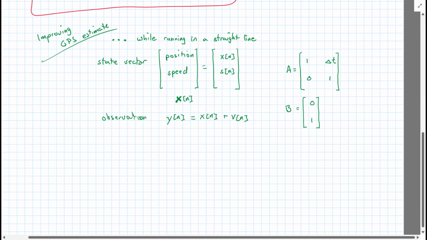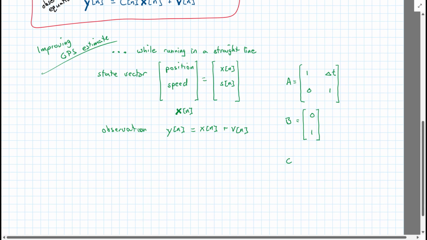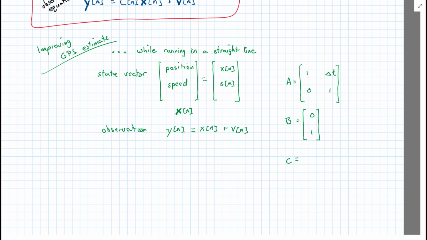What about the observation vector? It's a matrix, but in this case, it will just be a vector. And it's going to be a row vector. So in this case, we're observing only the position and not the speed. So we'll get something like this.